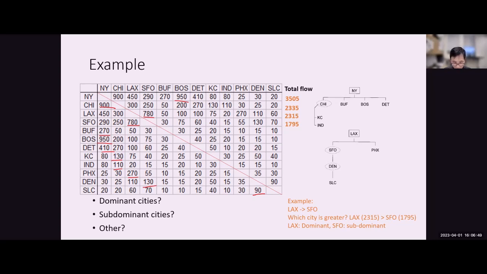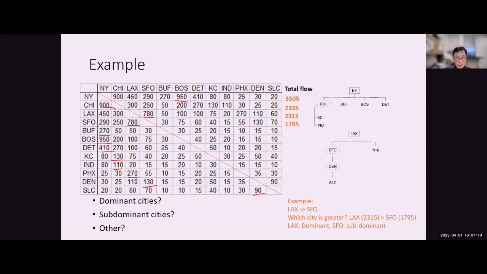And then you just mark up the largest flow in each row. For example, in the first row, New York has the largest flow to Boston. So I just underline that Boston is the largest flow of the city of New York.